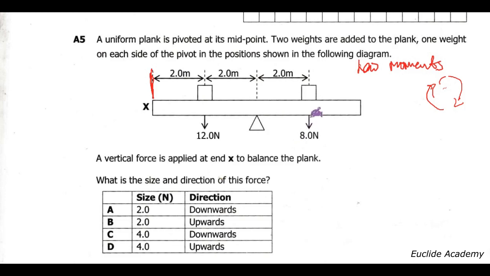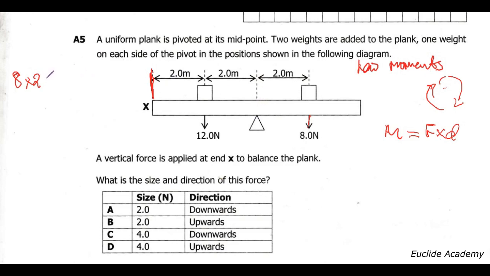So this is a clockwise moment, right? This one is 8, and we know that the moment is equal to force times distance. The distance from the pivot to this point, so from the pivot up to the 8 newtons, you've got 2 meters. So the moment at that particular point is 8 times 2. And then do we have another clockwise moment? I don't think so. I think this is the only one we have.